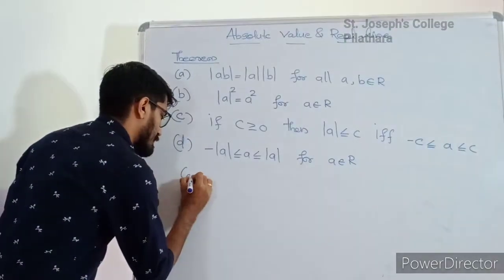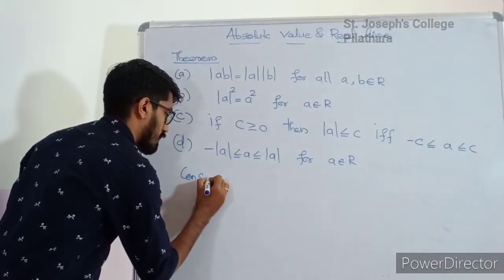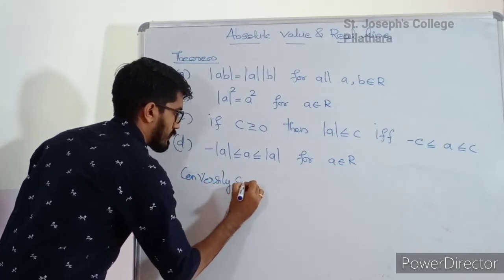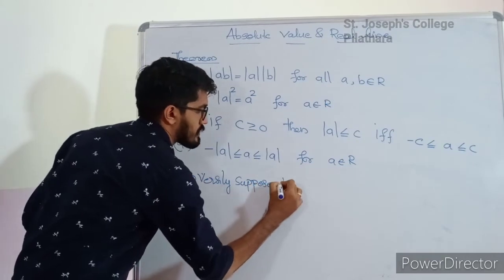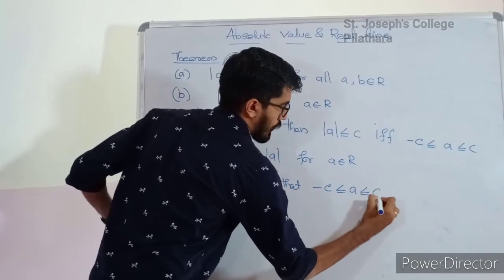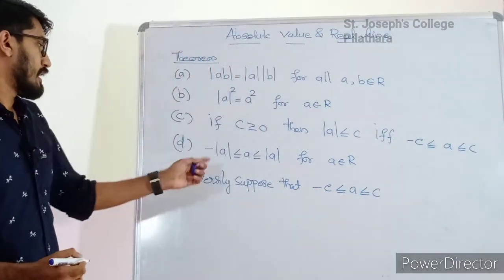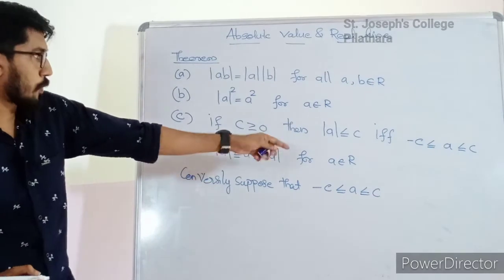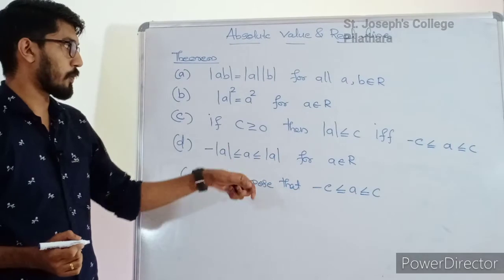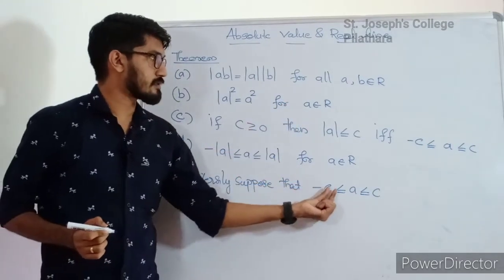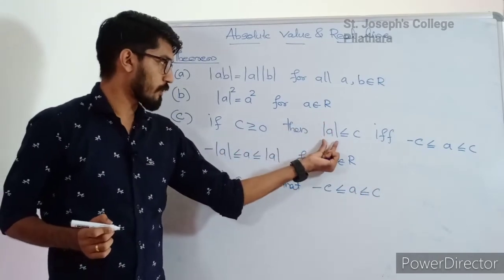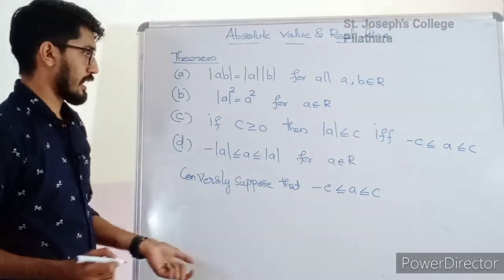Conversely, suppose that minus C less than or equal to A less than or equal to C, then we want to prove that modulus of A less than or equal to C. This is the converse part that we are proving.